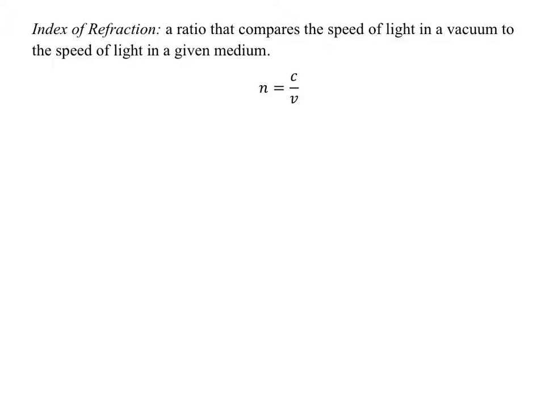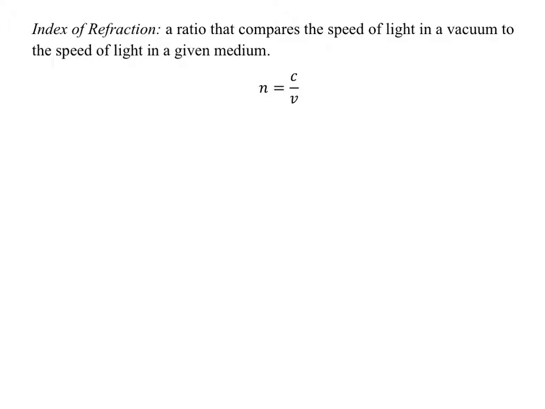We have ratings for different media. The ratings are called indices of refraction. And the index of refraction is actually the thing that tells you if it's going to slow down or speed up, if it's going to bend away from the normal or toward the normal. Air has the lowest index of refraction.